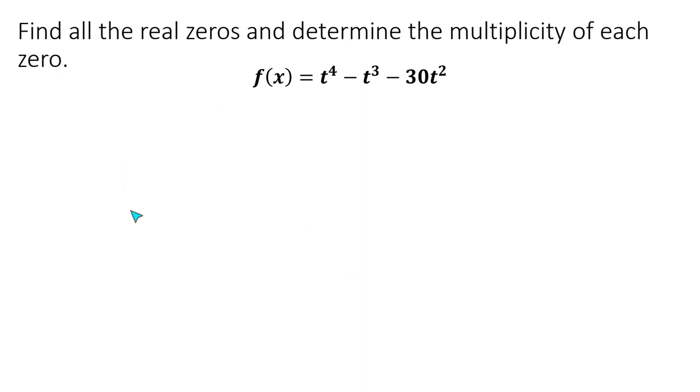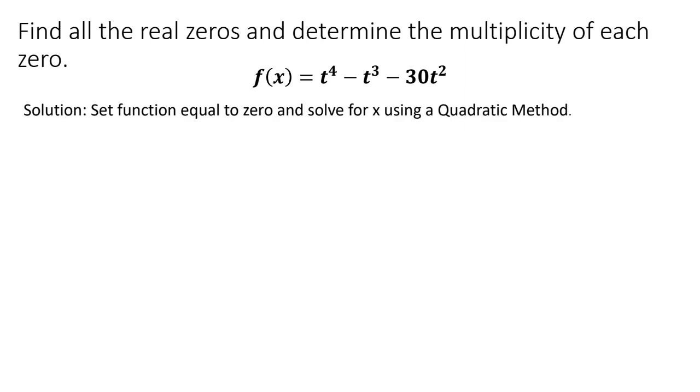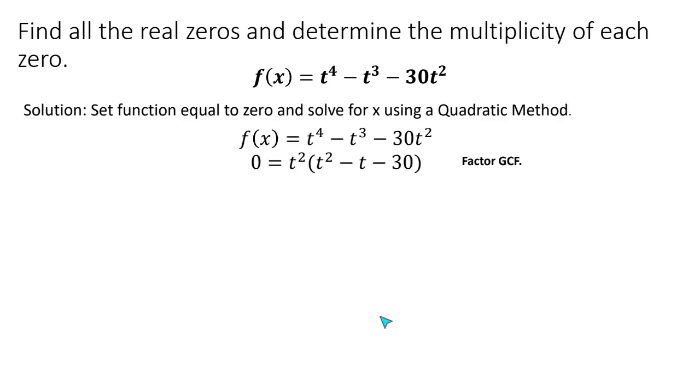But the next big thing in chapter 2 is to find the real zeros and determine the multiplicity of each zero. So here I have f of x. It should be f of t. So f of t is equal to t to the fourth minus t cubed minus 30t squared. Since you want to find the zeros, your first step is to set it equal to 0. So here I'm going to set it equal to 0.